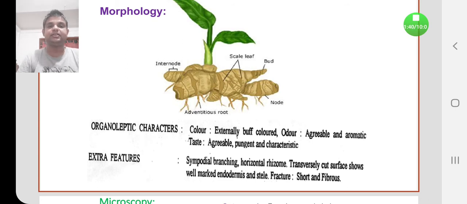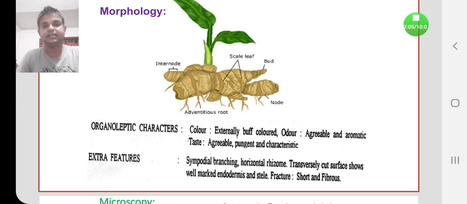Coming to the extra features, longitudinal striations with occasional projecting fibers are present on the surface of ginger. Transversely cut surface shows the oil cells and endodermis. So these are the important morphological features generally found in ginger rhizome.